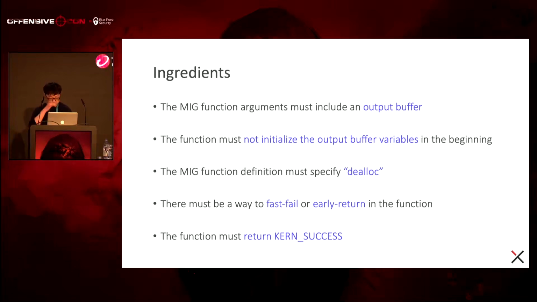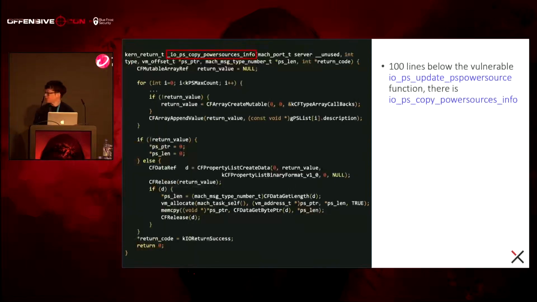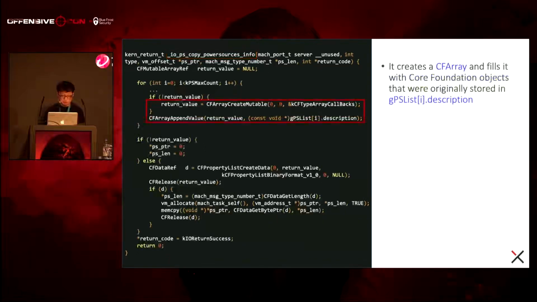And all of this might seem like very tight restrictions because all of these conditions must be satisfied all at once, but it just so happens that 100 lines below the vulnerable IOPSUpdatePowerSource function, there's a function called IOPSCopyPowerSourcesInfo that actually matches all of those conditions. So let's dig into this function to find out if it's exploitable.